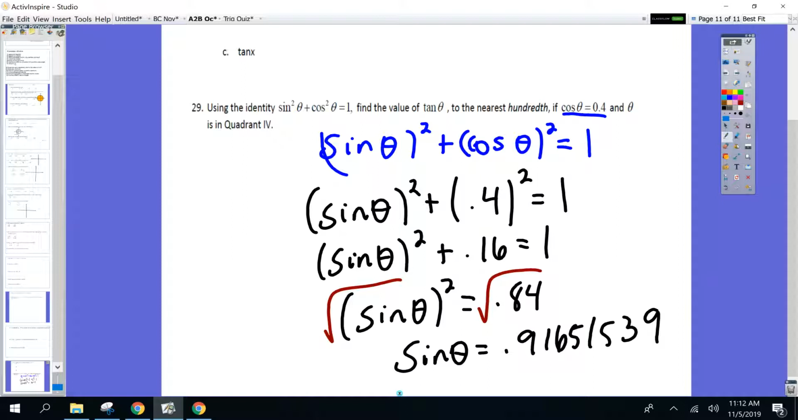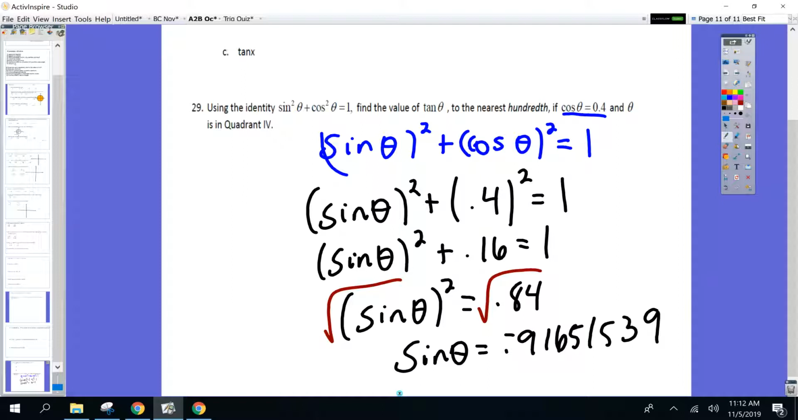Got to be careful though. Got to be careful here. Because remember, anytime you take the square root, you get the plus and minus version, right? We're in the fourth quadrant. We just found sine, so this answer should be negative. Make sure you're aware of your signs every time, every problem tomorrow.